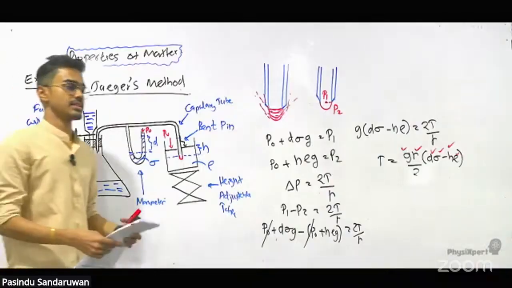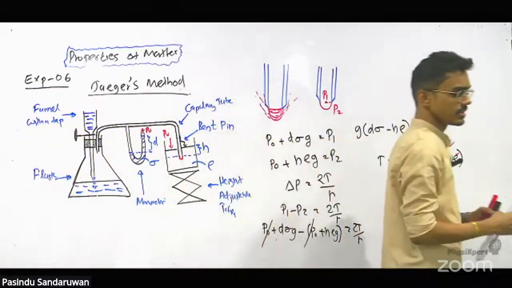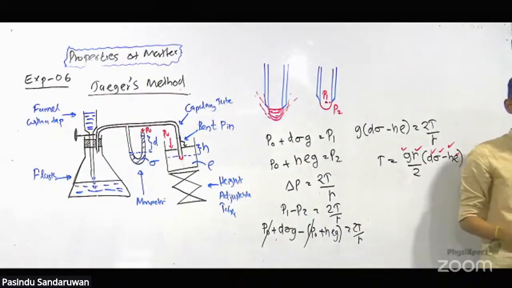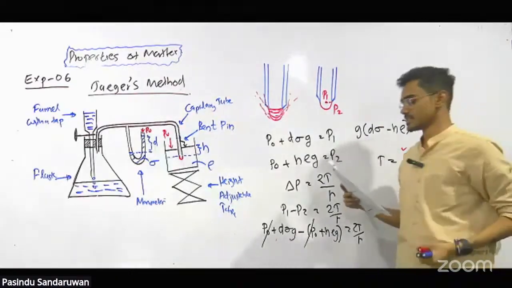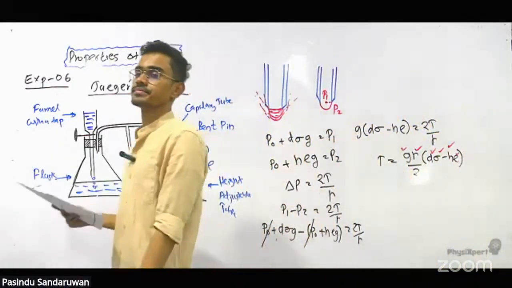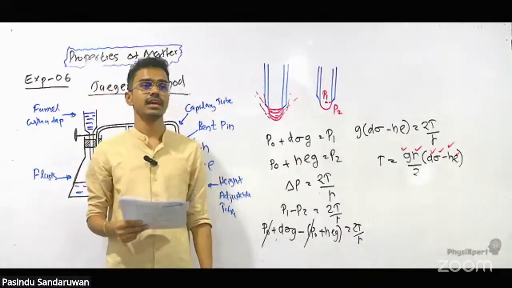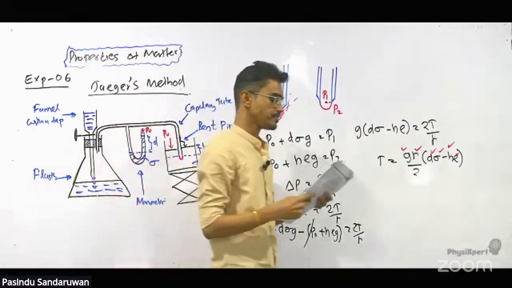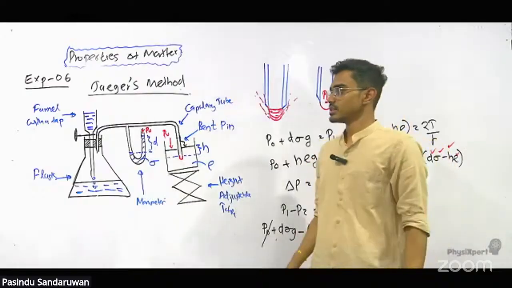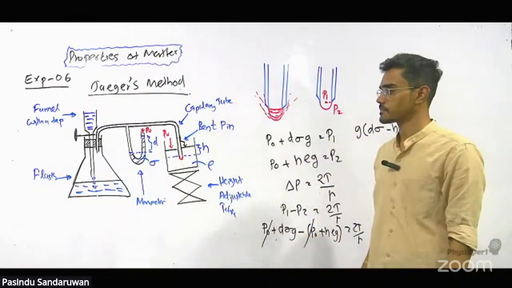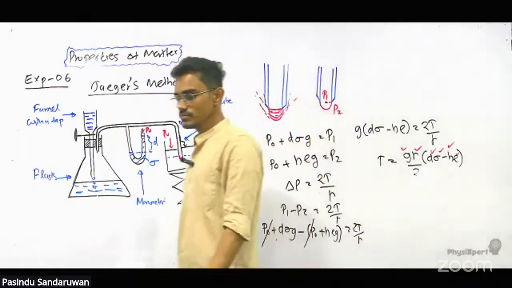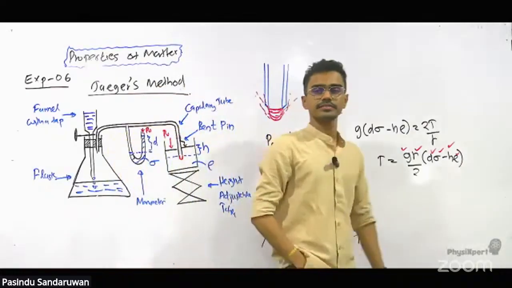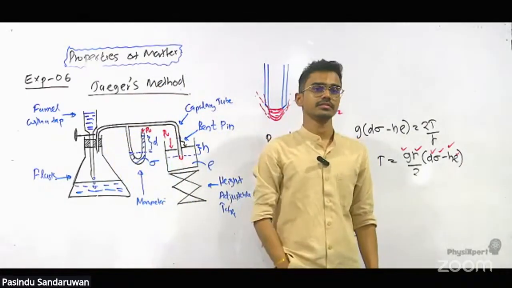Okay. First mention materials. Materials: Jaeger's apparatus, a beaker, then a small amount of kerosene.